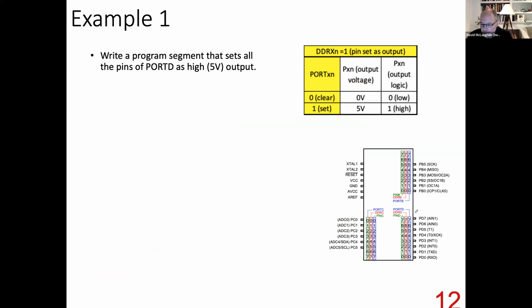So all of these, I want to write a program segment that makes all of those high. I could get a multimeter and measure them all. I'd get 5 volts. Or I could hook them up to LEDs and they'd all glow. In other words, first I want all those pins to be 5 volts output.